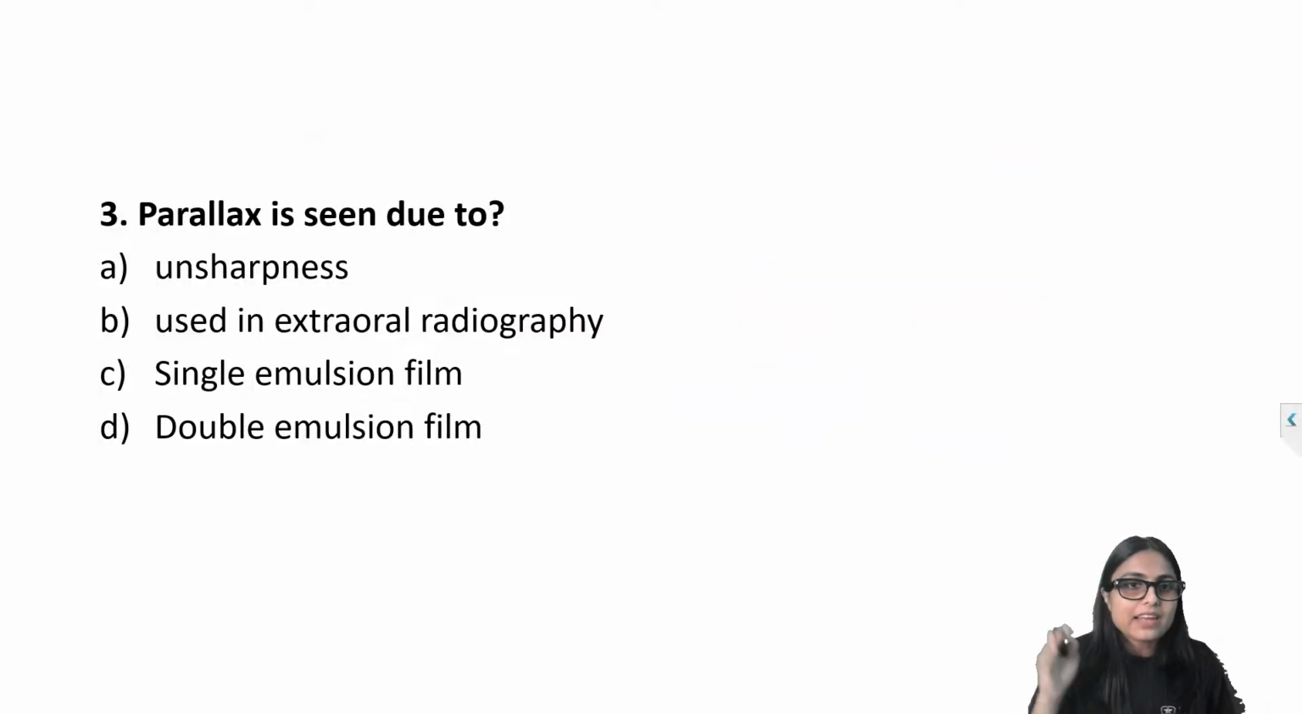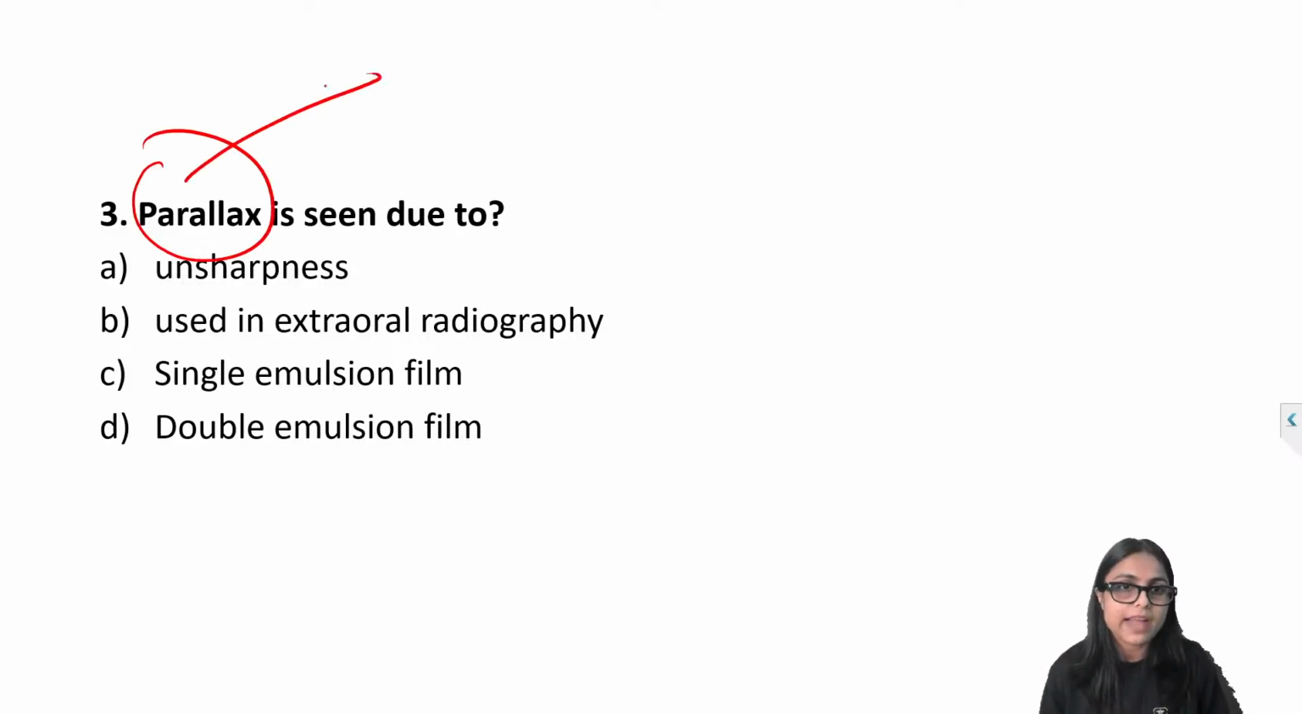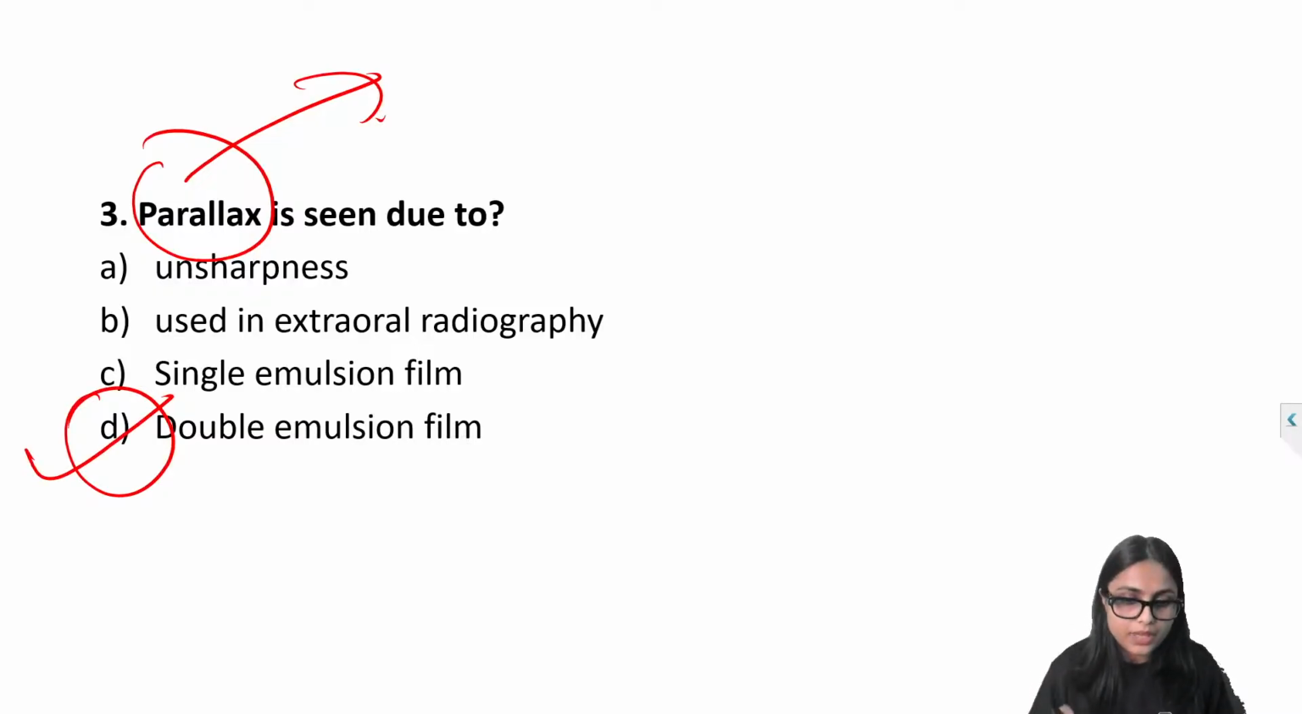Okay. So, parallax is seen due to. So, there is the word parallax. Okay. Parallax is seen due to unsharpness, used in extraoral radiography, single emulsion film, double emulsion film. First of all, I'll directly tell you the answer and then I'll explain what is parallax. It's double emulsion film. Okay.